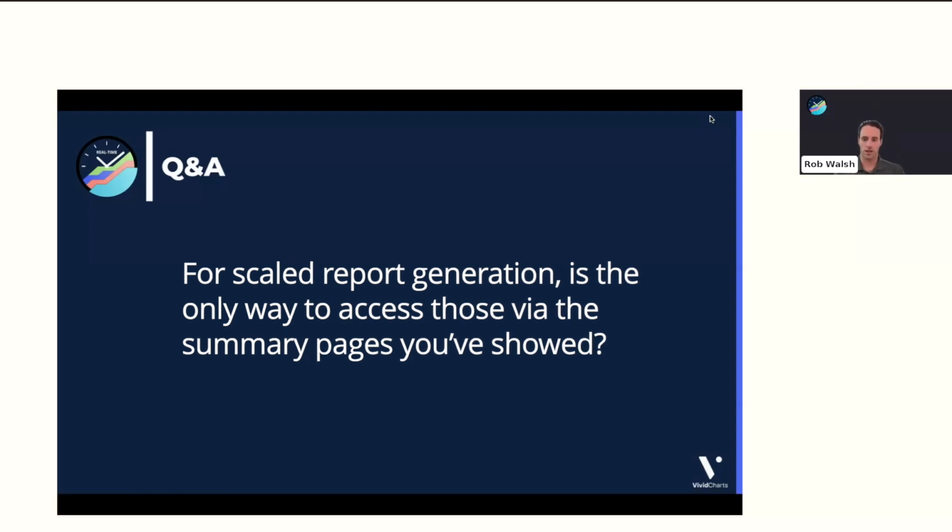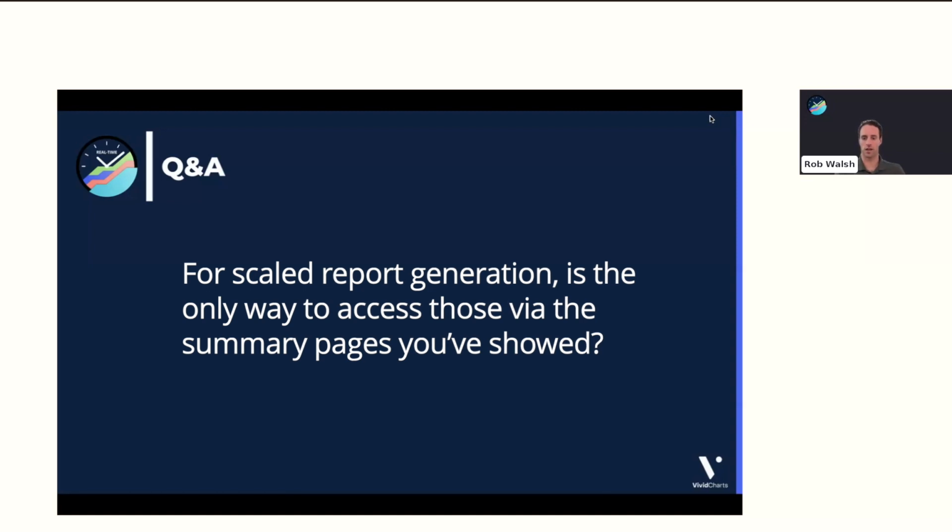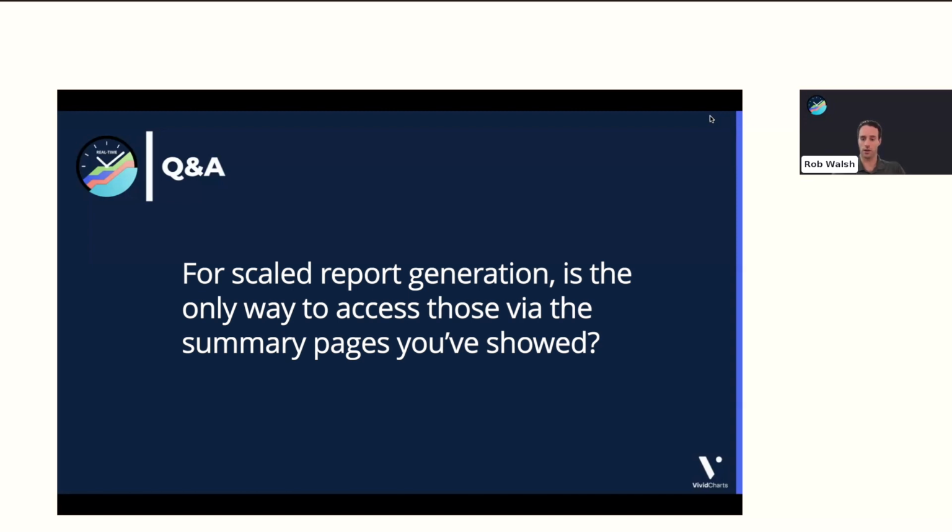For the delivery side of scaled report generation, the pages we showed today are really common, but there's also work happening on records in ServiceNow. So we do have the ability in VividCharts to provide a link to that individual scaled report from the record itself. If I'm on a project record, I have a link on that record that takes me to the VividCharts status report for that project. So that's one really common way.